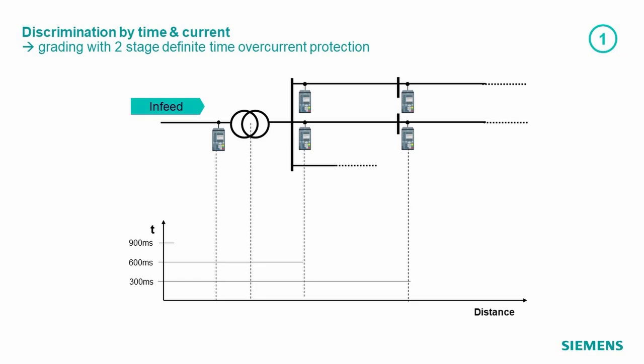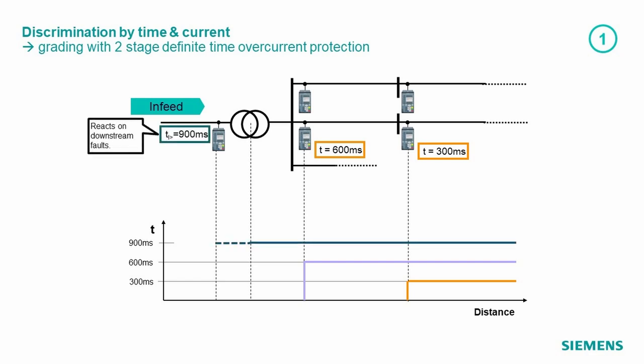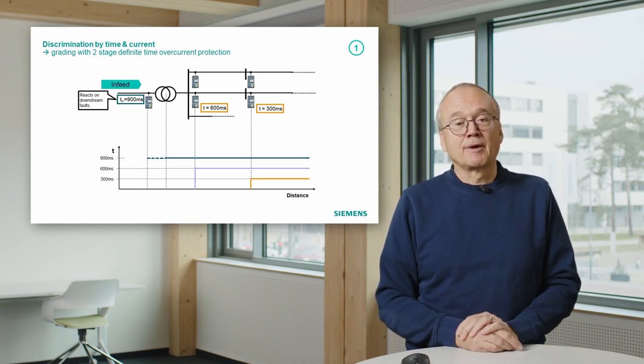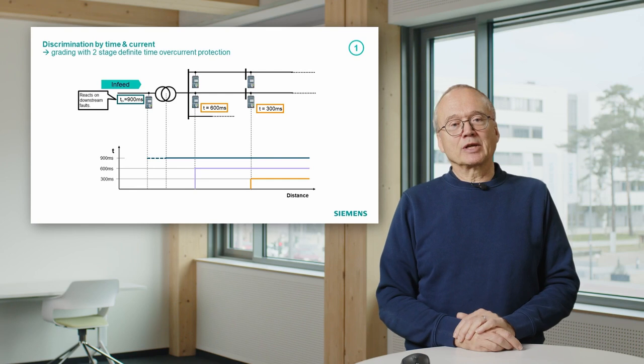We can now imagine on the distribution side, we again do this grading concept. We start somewhere with 0. In this case here, we have the 300 milliseconds in the orange case. We have the 600 milliseconds in this relay. And now we could say, okay, we take the 900 milliseconds for the leftmost relay, which would then look at short circuits on the bus bar, and which would also serve as a backup for the downstream relays.